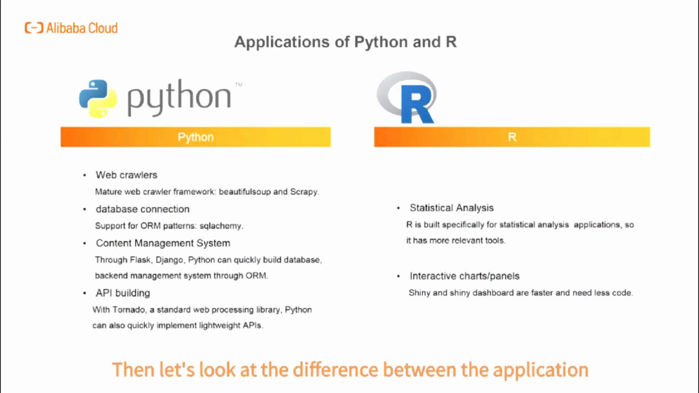Now let's look at the difference between the application scenarios of Python and R. In fact, R language mainly does the kind of statistical analysis and interactive charts and dashboards, but Python can be used for web crawlers, data connection, and API, etc. So Python has many more application scenarios.